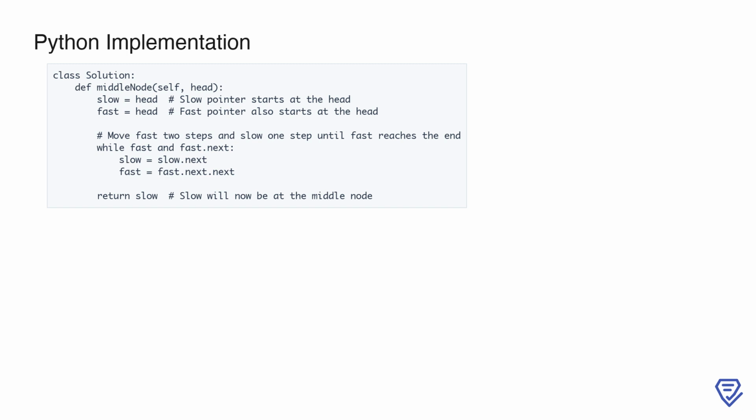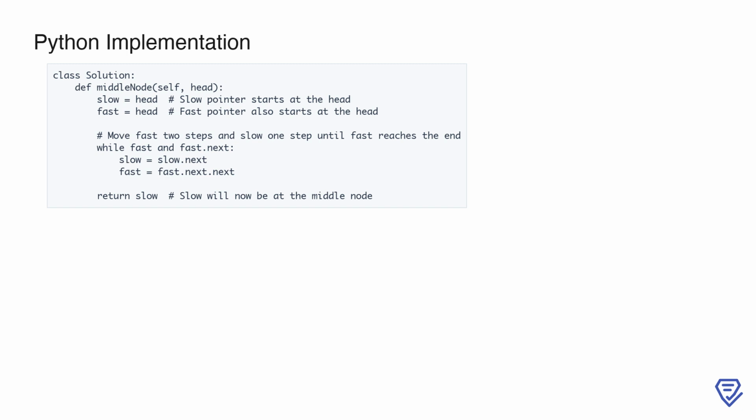The slow pointer moves one step at a time, while the fast pointer moves 2 steps at a time. The while loop runs as long as fast and fast.next are not null. This ensures that the traversal stops when the fast pointer reaches the end of the list. Within each iteration of the loop, slow is moved 1 step forward, and fast is moved 2 steps forward. The key insight here is that by the time the fast pointer reaches the end of the list, the slow pointer will be at the middle.